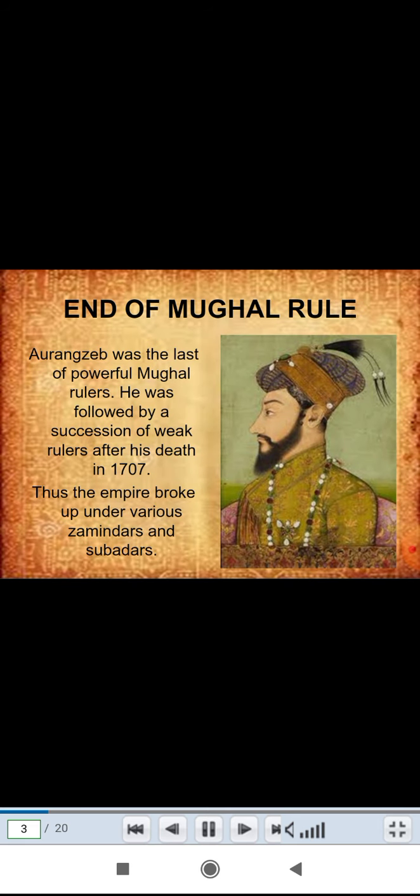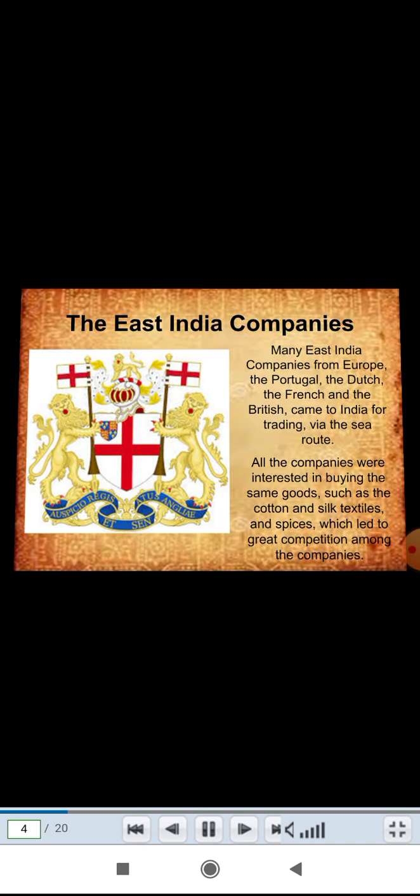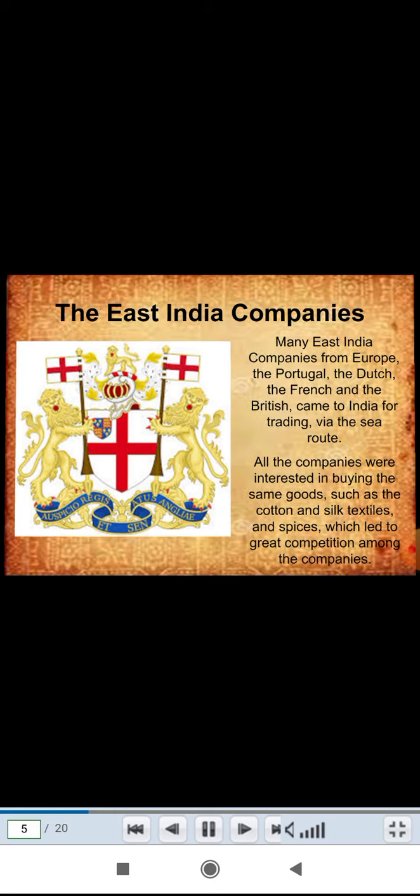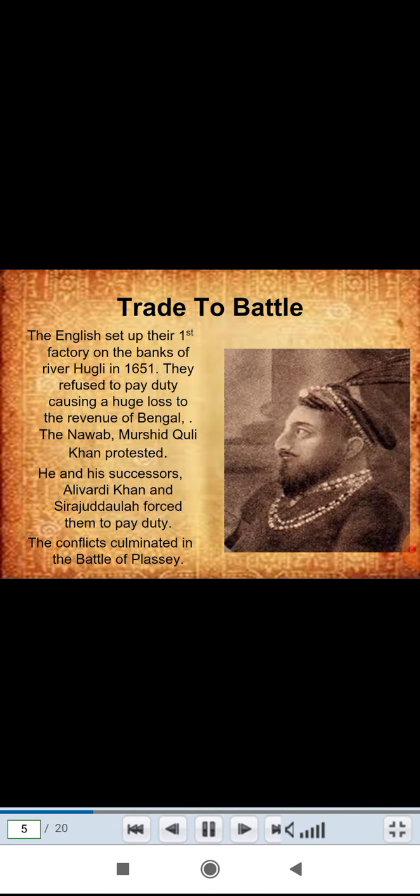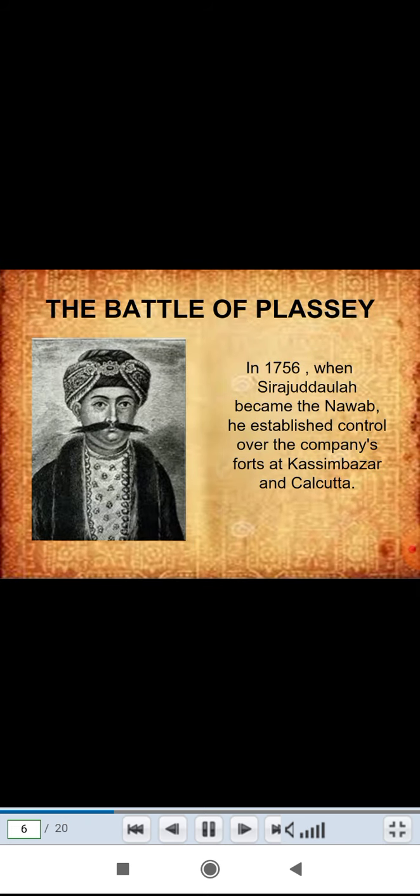We saw that the end of Mughal rule took place when the company arrived in India. Then we saw the East India Company started defeating and defaming the Portuguese and the Dutch. Then we saw how the companies started trading and then went from trade to battle. Because of this power and possession, the company had to fight the Battle of Plassey.